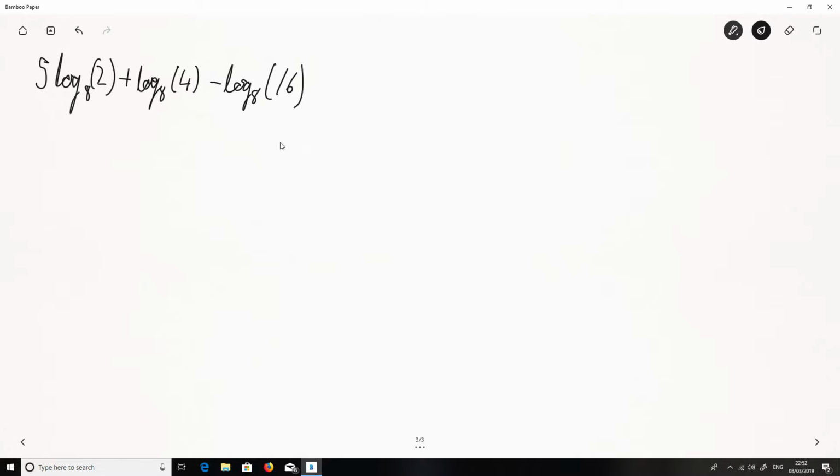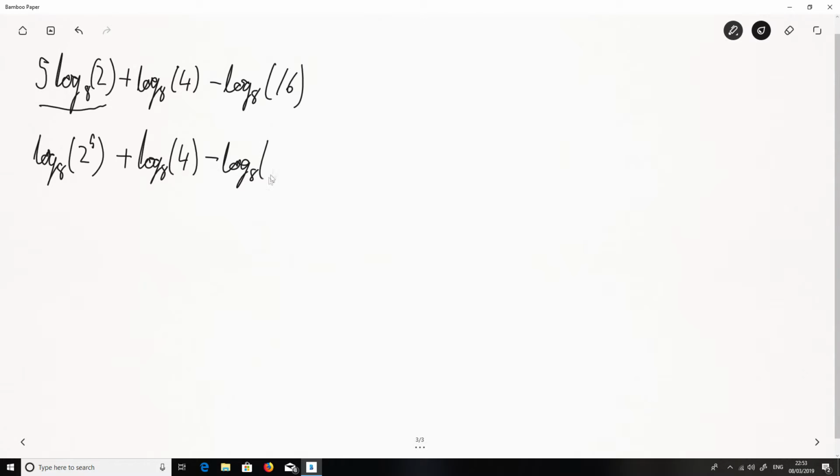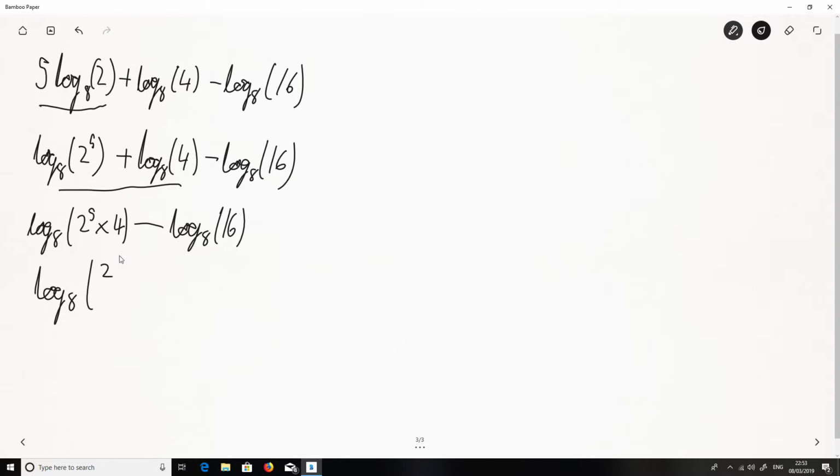In order to solve this one, we've just got to remember our rules. We'll simplify this back to its original form, what it would have been. So that would be log to the base 8 of 2 to the 5, remembering our power law, plus log to the base 8 of 4 minus log to the base 8 of 16. Then we will simplify this bit together using our addition law. So that's log to the base 8 of 2 to the 5 times 4, minus log to the base 8 of 16. Then simplifying again, we get log to the base 8 of 2 to the 5 times 4 over 16, this time using our subtraction law.